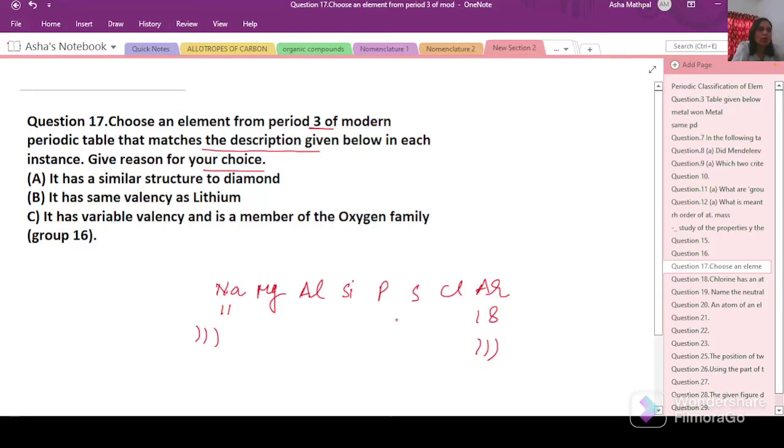Now you will have to choose. It has a similar structure to diamond. Diamond is made from carbon. You know that its valency is 4, and it will be quite similar to silicon. So the answer here will be silicon. It has the same valency as lithium, so it is sodium. Lithium atomic number 3, so 2, 1, and here it is 2, 8, 1, right? It has variable valency and it is a member of the oxygen family. The hint is there, it is group 16, so it is obviously sulfur here.